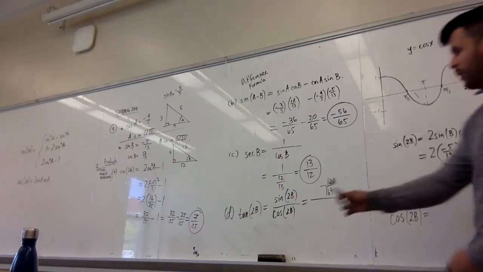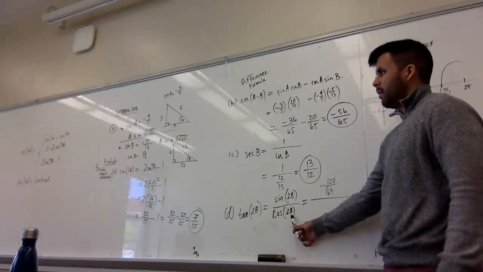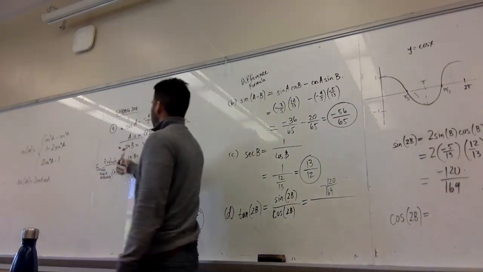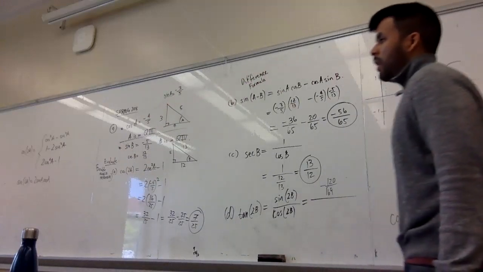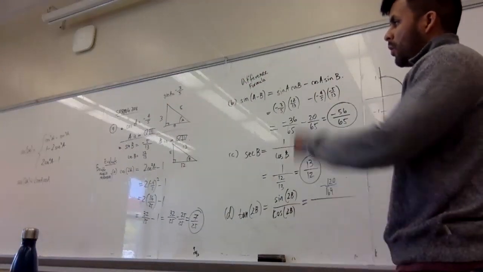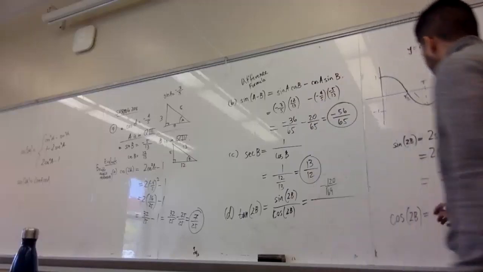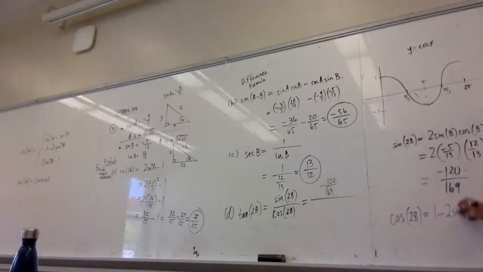And now I have to find what cosine of twice the angle is. I have 3 of these formulas. You can choose either one of these, because I know both sine and cosine. How about the second one? Okay, so this is 1 minus 2 sine squared of B. So what's sine of B? Negative 5 over 13. So I get 1 minus 2 times negative 5 over 13 squared.